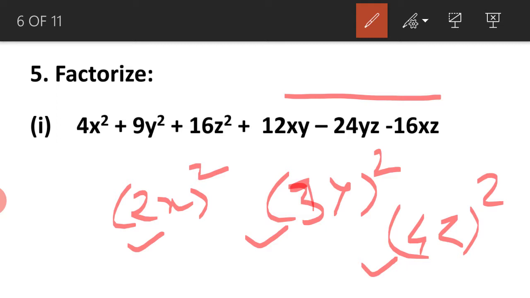Now which term will be negative? So focus on minus 24yz and minus 16xz, both negative. Which variable is common there? Z. That means 4z must be negative. The square of 4z will be again 16z square. So these three terms will always be positive, children. You won't have these terms negative. Negative terms will be there in the remaining three terms, and always 2. Are you getting it?